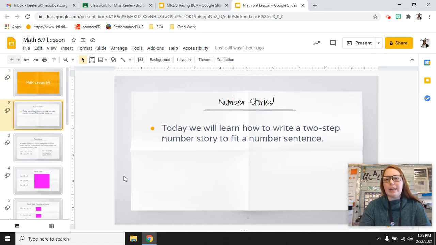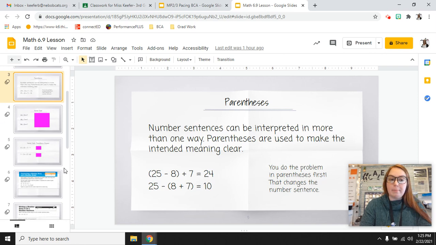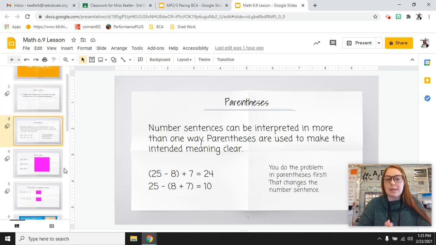So what we're going to be looking at are number stories and how to write a 2-step number story that fits a number sentence. So this one will be where they give you a number sentence and then we write a story about it. But to start, we're going to do some mental math problems, but you will need your workbooks and your whiteboards. So we're going to start on our whiteboards, and then we are going to do a page in our workbook. So pause the video while you grab your whiteboard, workbook, or a piece of paper.